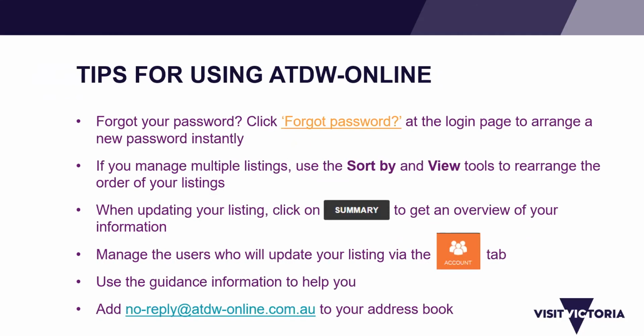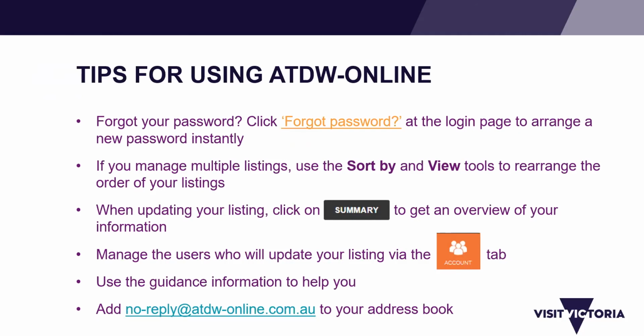Some tips for navigating the ATDW-ONLINE platform. If you've forgotten your password, you can easily reset it by clicking on the Forgot Password link at the login page. From there, you'll be asked to enter your email address, and a temporary password will be sent to your email. You'll need to click on the link within the email itself to set up a new password.